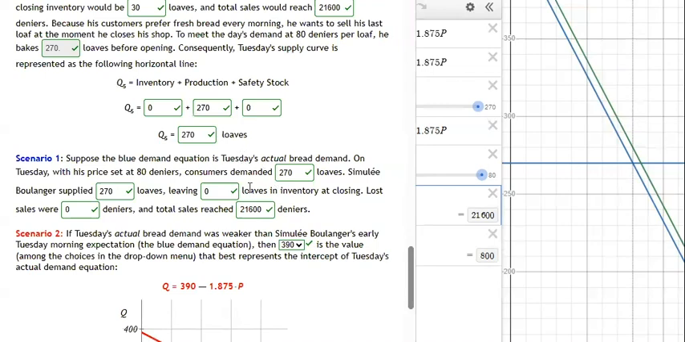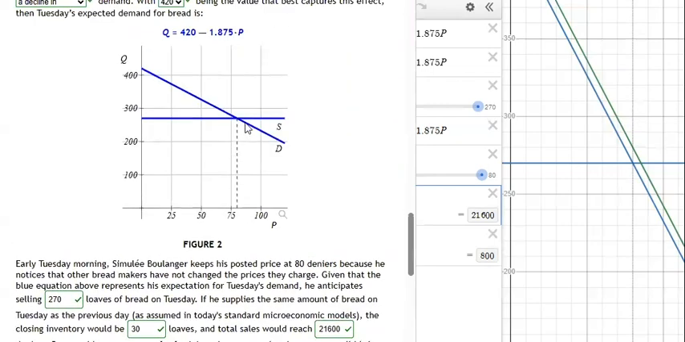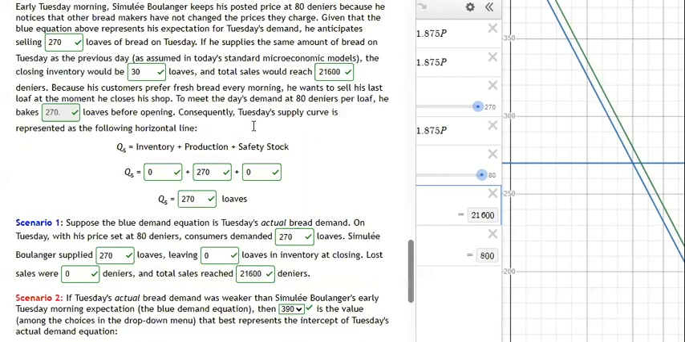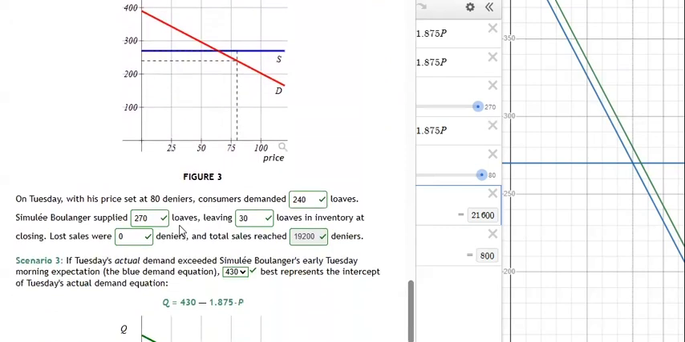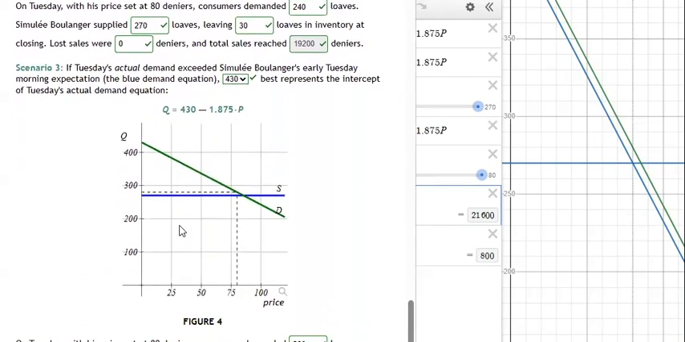In scenario one, his expected demand is actual demand. This is the model that's presented in all modern economic textbooks. That's not always the case. Sometimes our expectations are wrong. In scenario two, we had a situation where what actually happened is less than what he expected, and we end up with excessive inventory. In scenario three, we end up with a situation where actual demand is greater than what he expected, and we end up with a stock out and lost sales.